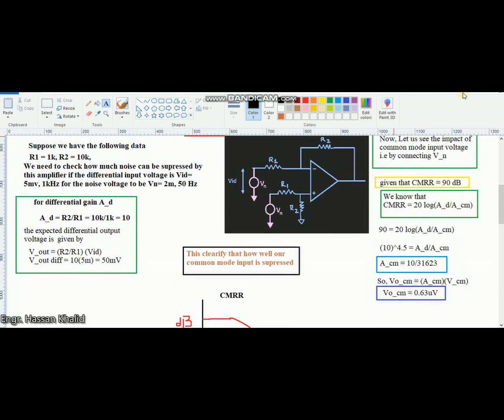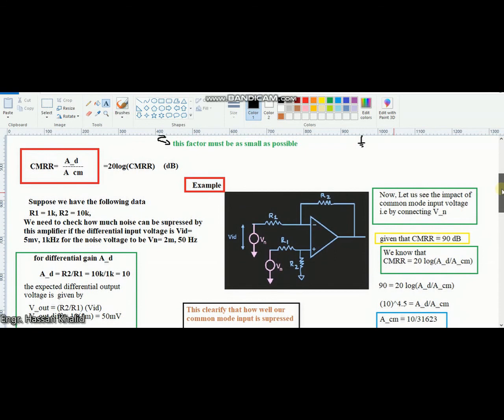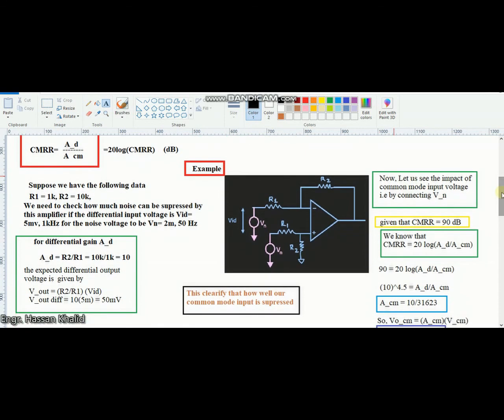So I hope that you have clearly understood this concept of CMRR through this example. Now let's move toward LT Spice, where we can analyze the bandwidth and the impact of this frequency over the gain, as well as how this whole scheme actually works.